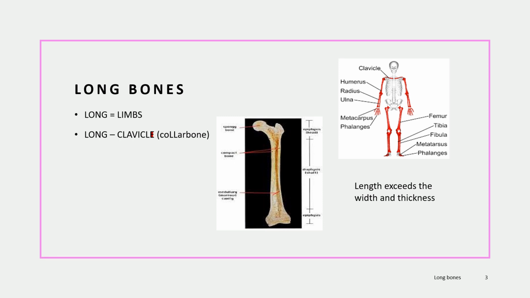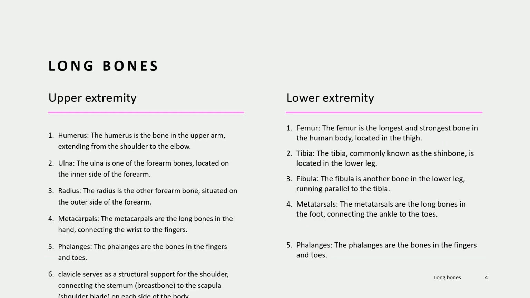How do we remember what bones in the human body are long bones? We can remember that long limbs. The limbs in our human body are made up of long bones. So the 2 L's. The clavicle is also a long bone. The clavicle's common name is the collarbone and it has 2 L's. So let's have a look at some of the long bones in the human body in a little bit more detail.